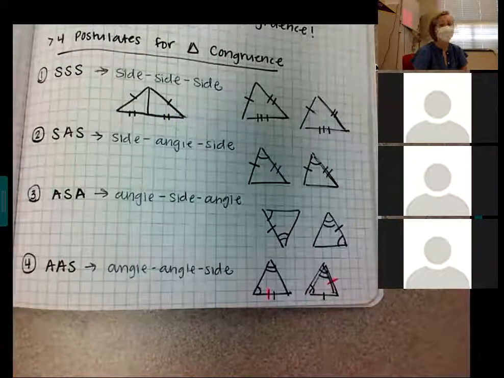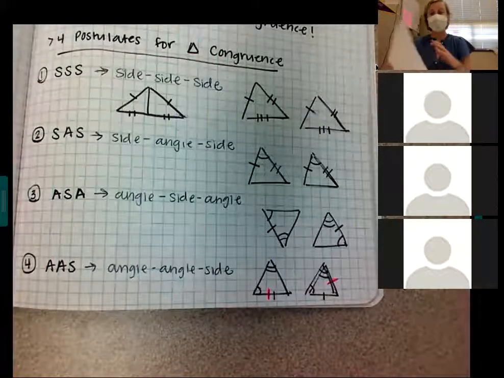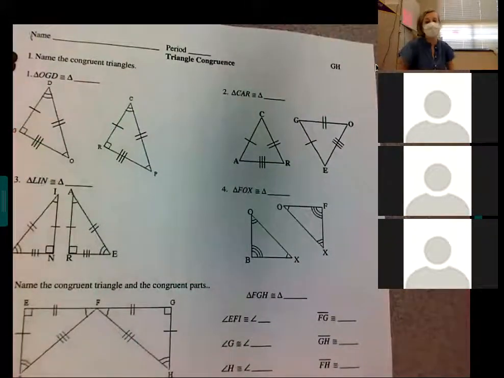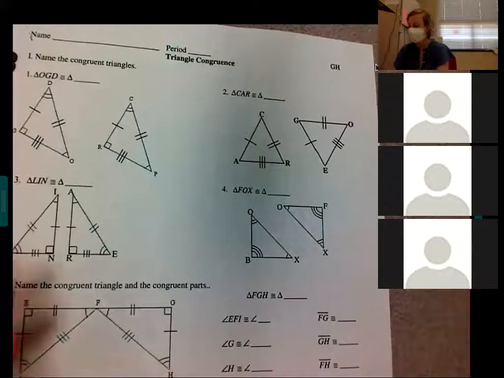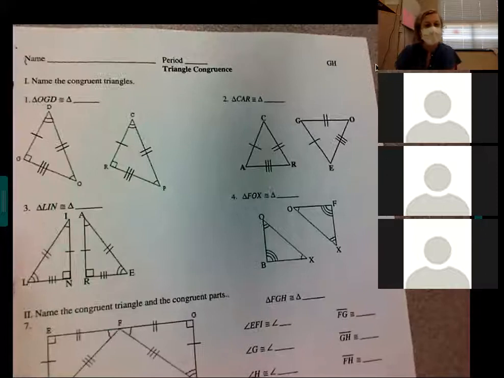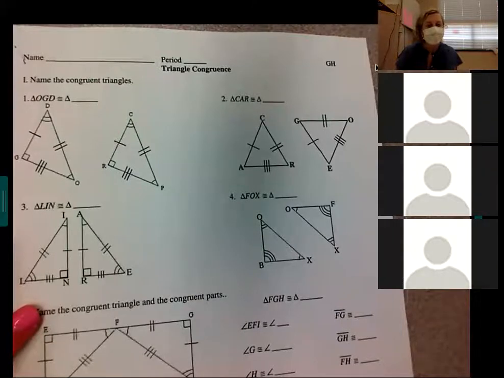Capiche? All right. I'm going to switch to the worksheet so we can do a couple examples, and then I'm turning y'all loose. So we are going to do some of these off of the front. So we need to practice naming congruent triangles. Let's do 2 and 4.